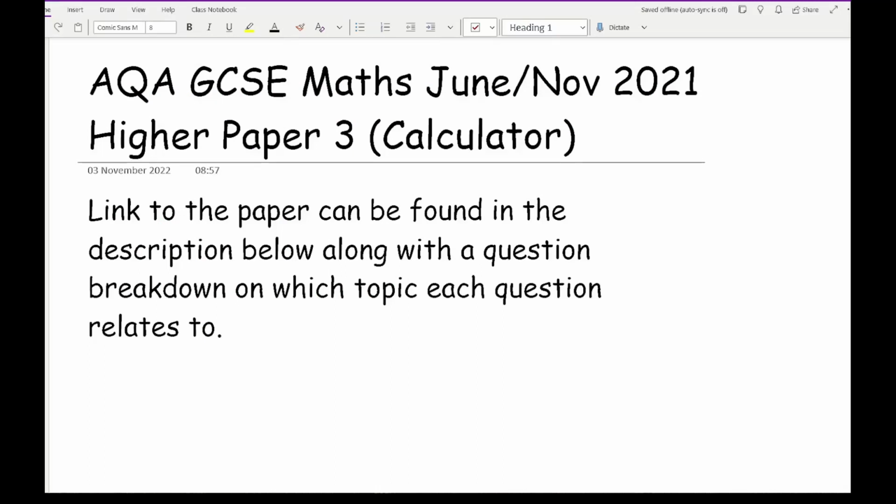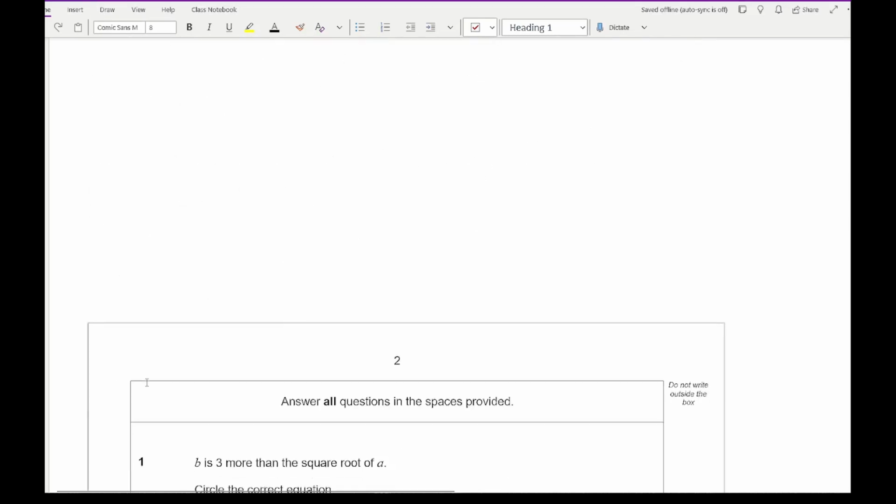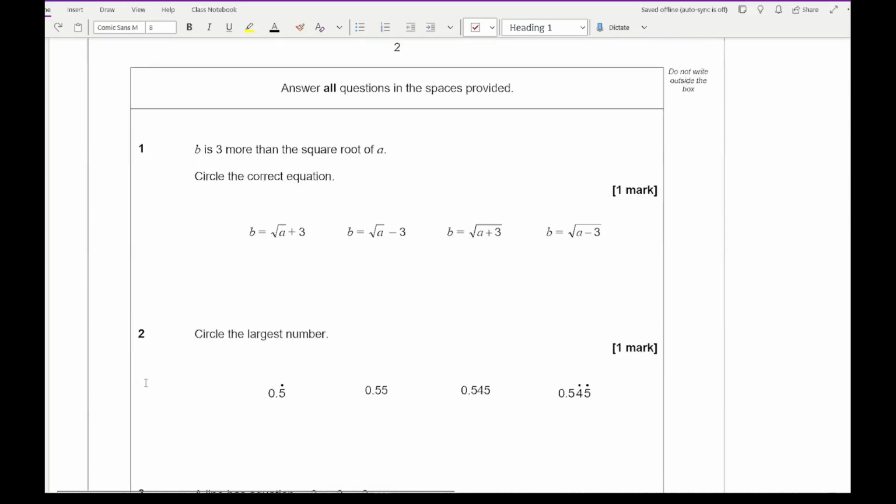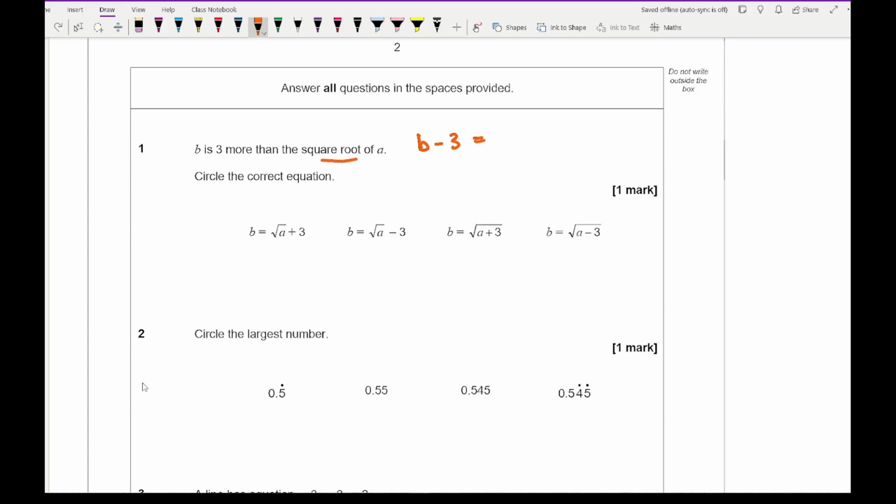This is the last paper of the June-November 2021 Higher series. So let's get started. Looking at question 1, it says that b is 3 more than the square root of a. Circle the correct equation. We need to take away 3 from b, and that is going to be the same as the square root of a. If we do a bit of simple rearranging, we should get that b equals the root of a plus 3, which is our first option.